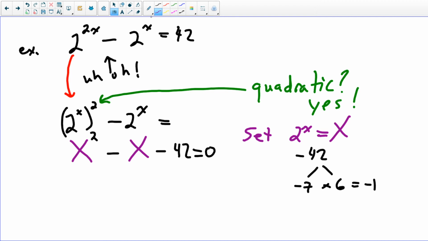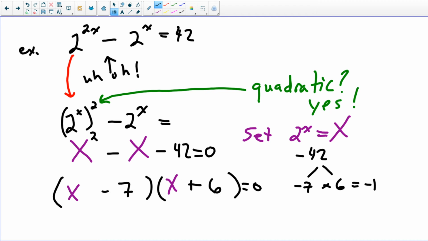So here's what we would do. We would factor this normally. So we'd have a big X here and a big X here. And this is a type 1 quadratic. So in a type 1 quadratic, you can just plug those numbers in to the brackets. Like so.